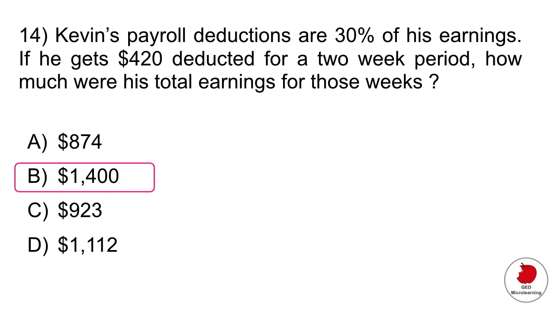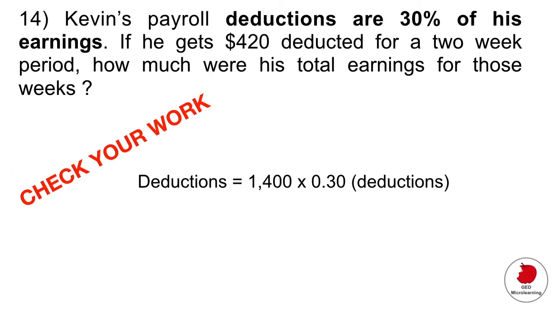And then it's always good to check your work, so let's make sure that that is correct. We said that he earned a total of $1,400. If we multiply that by the deductions, which were 30% or 0.30, you end up with 420, which is what he got deducted, as you can see from the question.